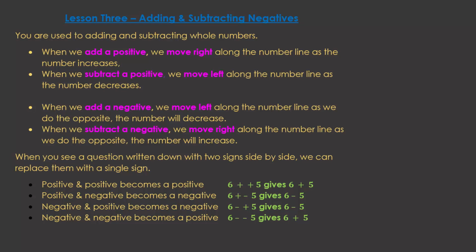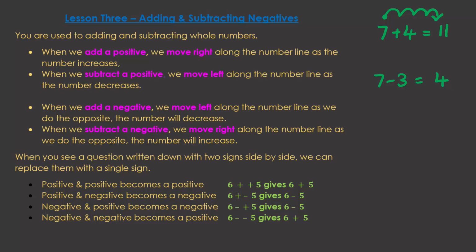You are used to adding and subtracting whole numbers. For example, doing 7 add 4 is equal to 11, or 7 take away 3 is equal to 4. When we add a positive, we move right along the number line as the number increases. So if we think about this here, we would anchor ourselves at 7 and then move 4 places to the right.